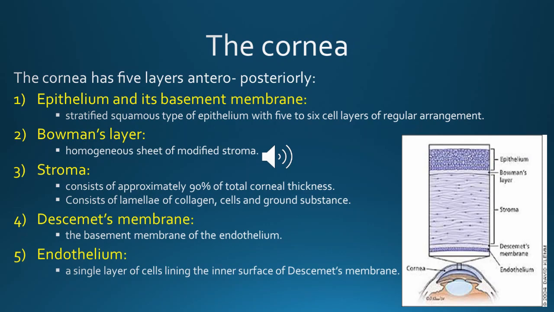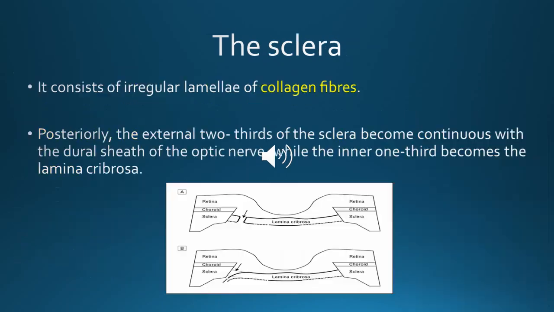The sclera is the white of the eye. It consists of irregular lamellae of collagen fibers. Posteriorly, the sclera has an opening called the posterior scleral foramen, from which the optic nerve leaves the eye, passing to the cranial cavity. At the posterior scleral foramen, the sclera is continuous with the dural sheath of the optic nerve.